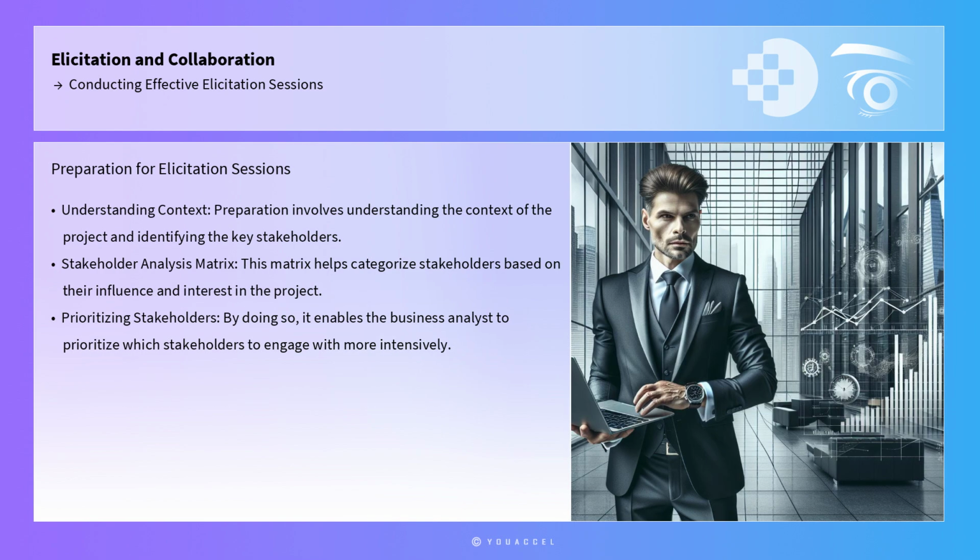The first step in conducting effective elicitation sessions is preparation. Preparation involves understanding the context of the project and identifying the key stakeholders. One useful tool for this stage is the Stakeholder Analysis Matrix. This matrix helps categorize stakeholders based on their influence and interest in the project. By doing so, it enables the business analyst to prioritize which stakeholders to engage with more intensively.